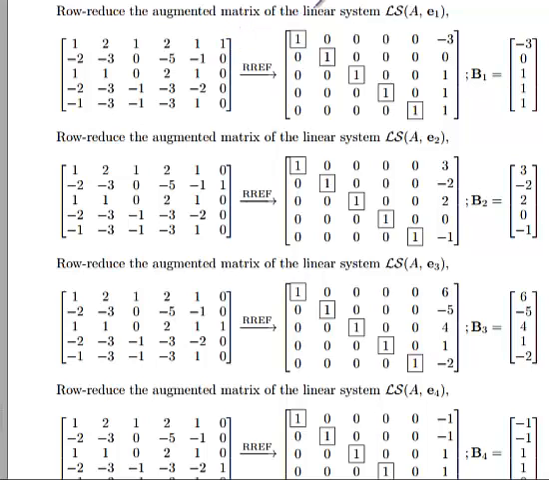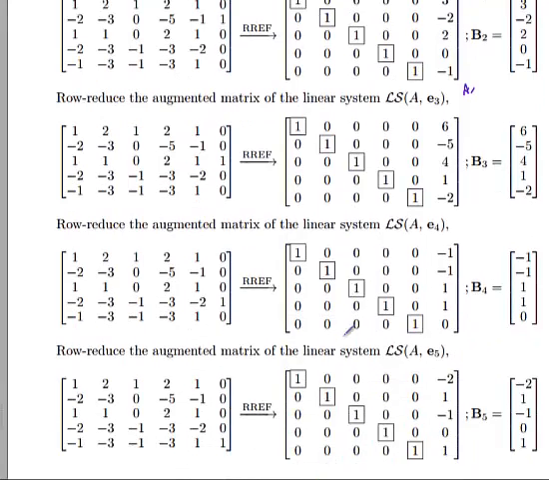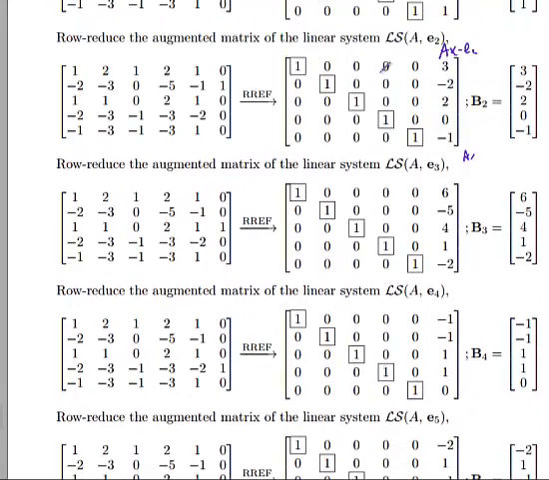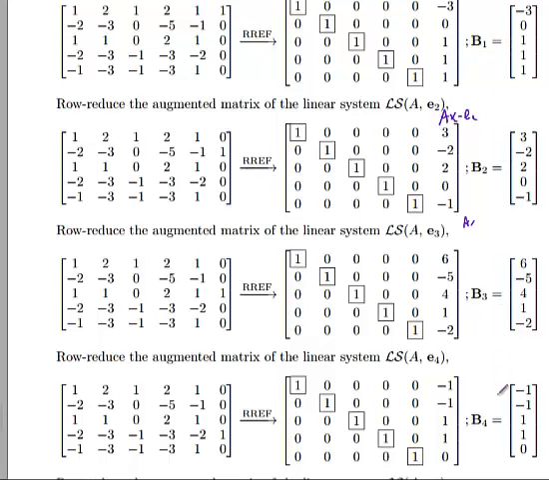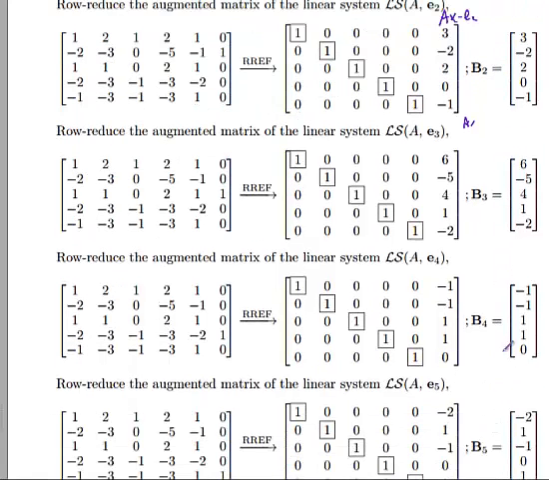Remember, we're trying to find AX equals E1. So that's why E1 is the last vector here. This one is AX equals E2, AX equals E3, AX equals E4, etc., all the way down to AX equals E5. And each one of these equations gives us a different column vector. And these are the column vectors of the inverse matrix.